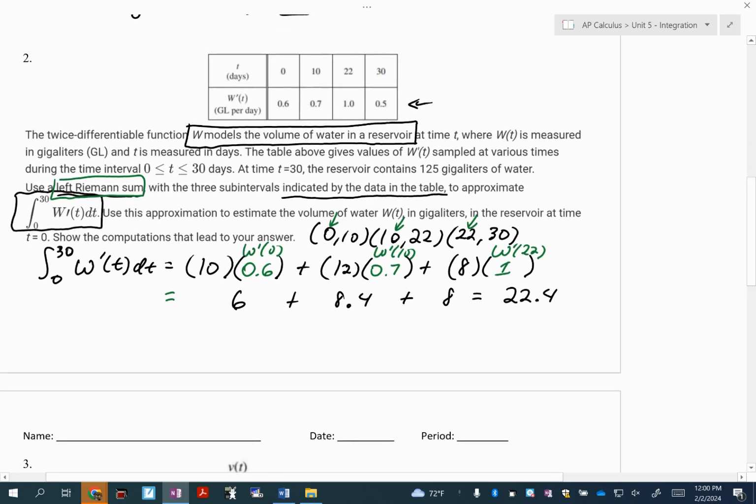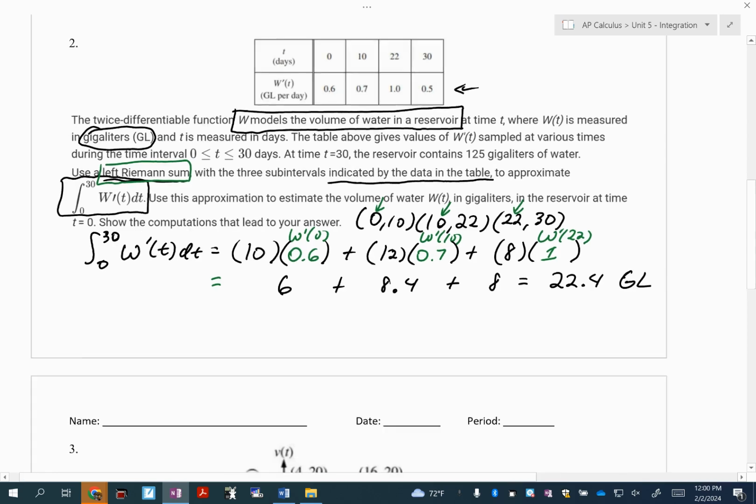In this case, because we're doing the antiderivative of gigaliters per day, when I go backwards from that rate, I take out the per day part. So this is just 22.4 gigaliters, right? There's my units, GL. Okay, so that's the first part.